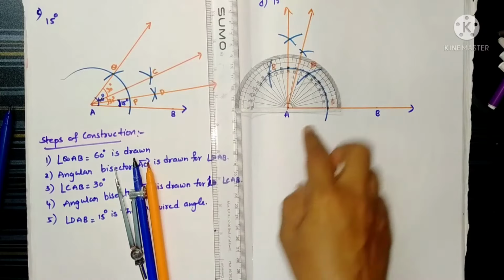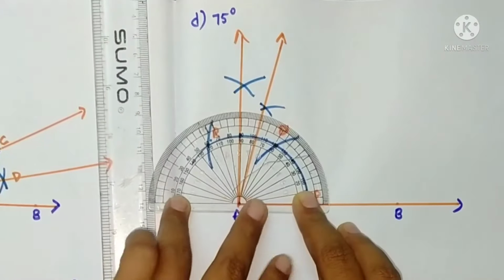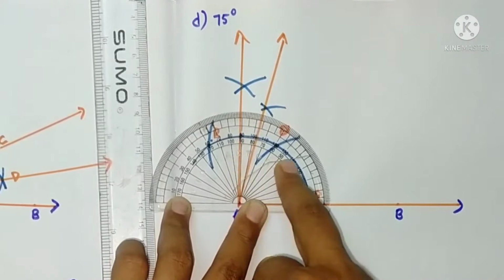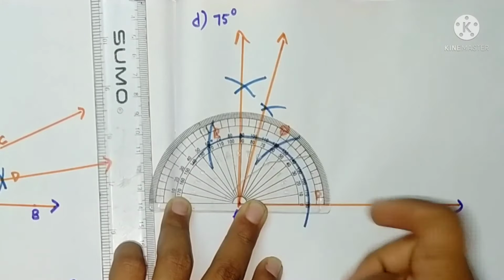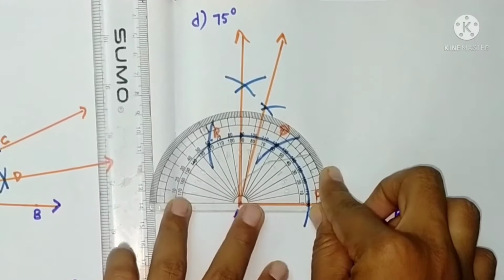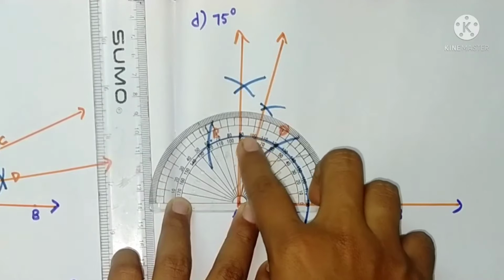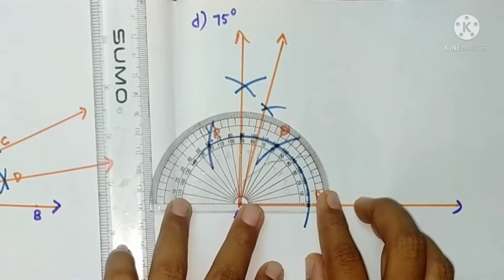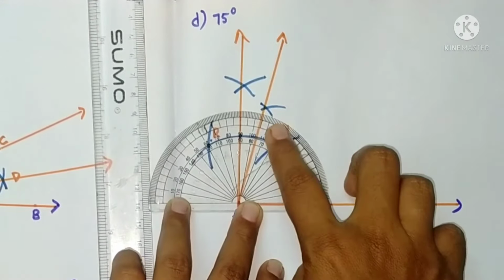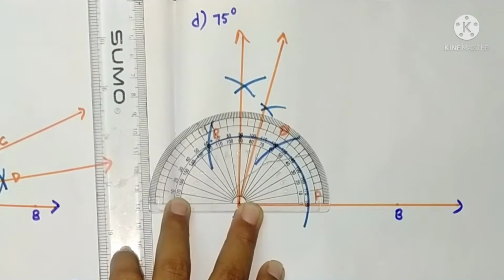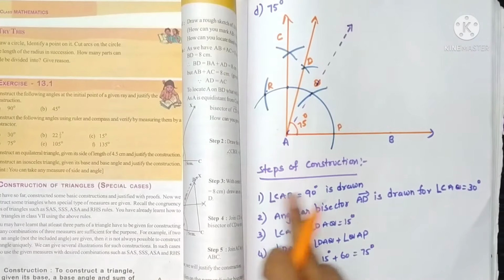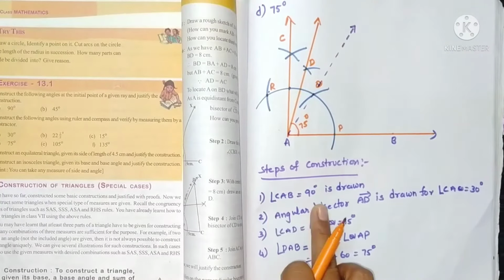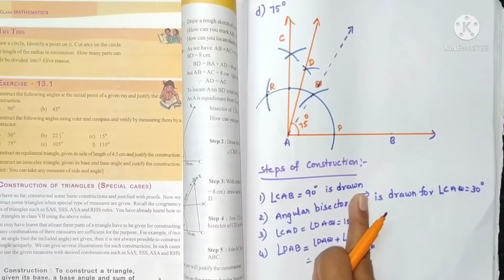See children, after checking with the protractor, this is 90 and the line we have drawn is between 70 and 80, fifth line. So this is 75. Steps of construction. First, angle CAB equals 90 degrees is drawn.